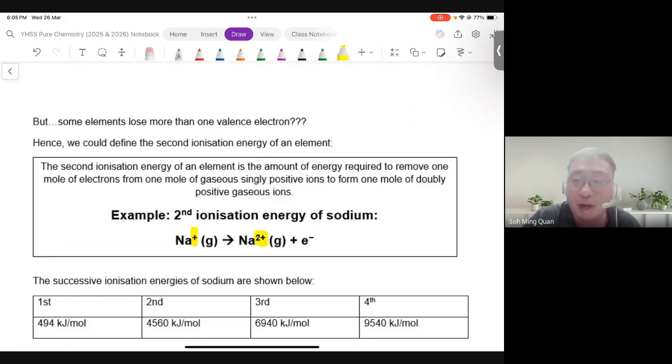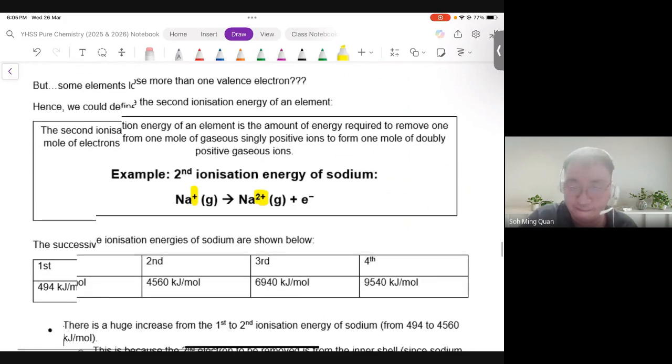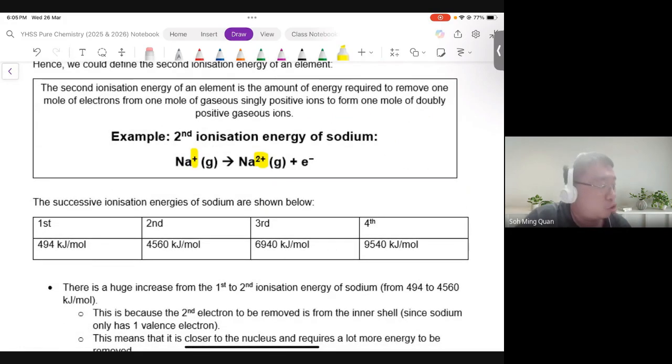Now, you might be thinking, wow, so ridiculous. Why would sodium form Na2+? Well, let's look at the numbers. How much energy? If we just look at sodium, to lose the first electron, okay, not too bad.